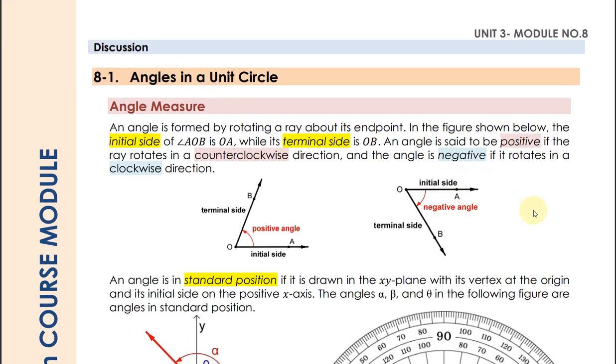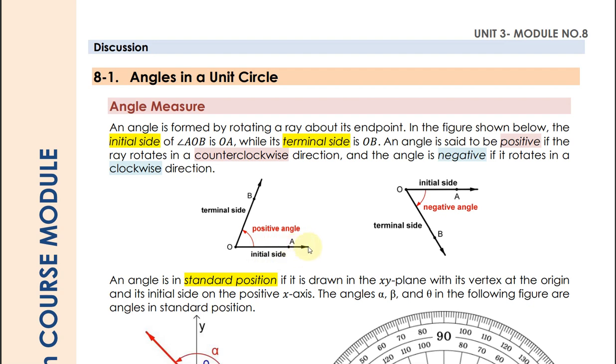First, we are going to discuss angle measures. An angle is formed by rotating a ray about its endpoint. A ray, by the way, is a line with one endpoint, and the other one is an arrow, meaning it can be extended infinitely. So that is a ray.